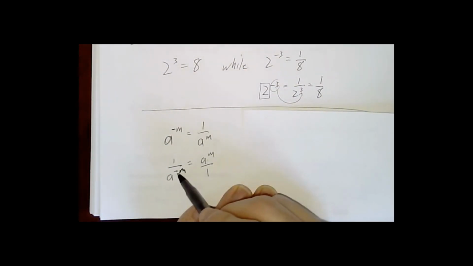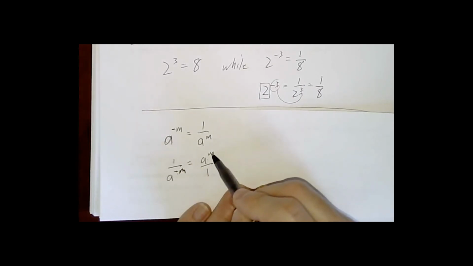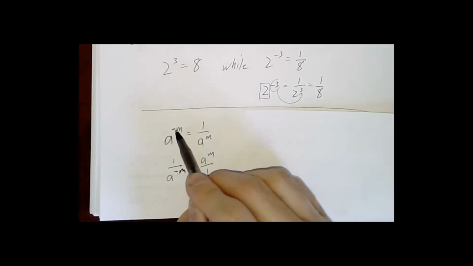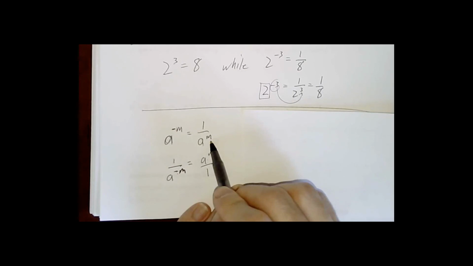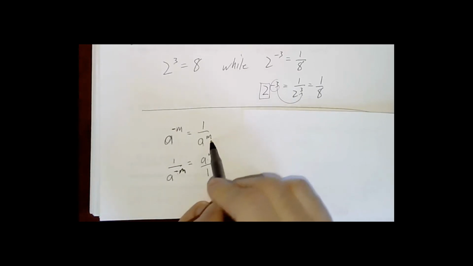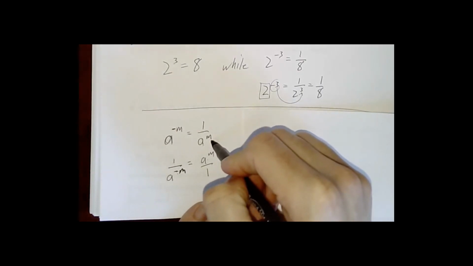If I have a negative power in my denominator, it becomes positive in my numerator. If I have a negative power in my numerator, it becomes positive in my denominator. That is the negative exponent property.